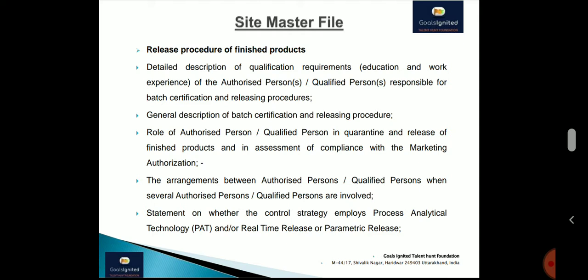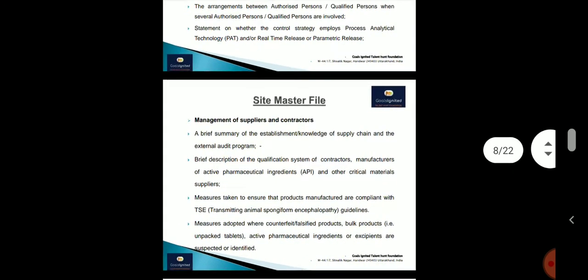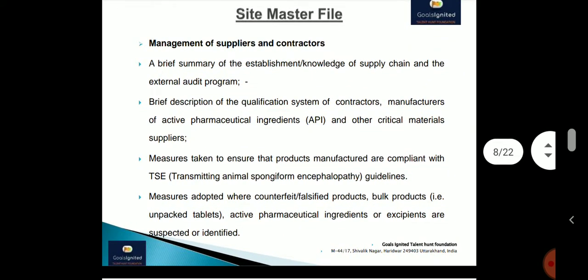A general description of the batch certification and releasing procedure, the role of the authorized person and the qualified person in the quarantine and release of the finished products and the assessment of compliance with the marketing authorization. These all need to be incorporated in the site master file as a brief procedure about the SOPs, and need to be included in the site master file as a prime document. Management of suppliers and contracts also needs to be mentioned there.